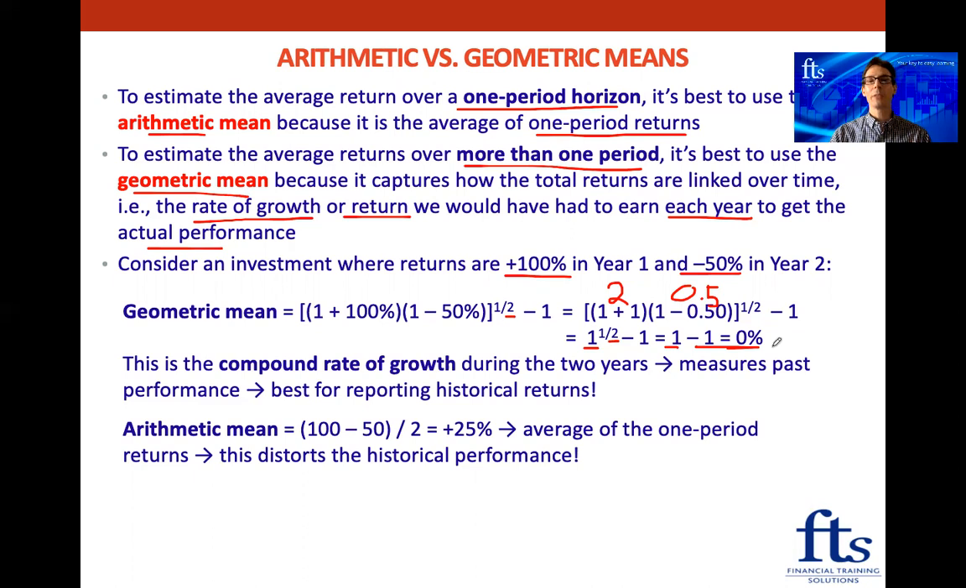So what is the geometric mean, like we've just been saying? It's the compound rate of growth during the 2 years. It measures past performance, and this is the best way for reporting historical returns. But if we compare this now to the arithmetic mean, we get a totally different story, because the arithmetic mean is just going to be the average of the 1-period returns. The average of these two is going to be up 25%. And so we can see now that the arithmetic mean definitely distorts the historical performance in quite a big way. So that's just a bit of fun for us.